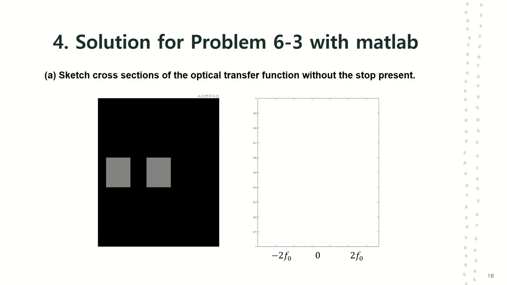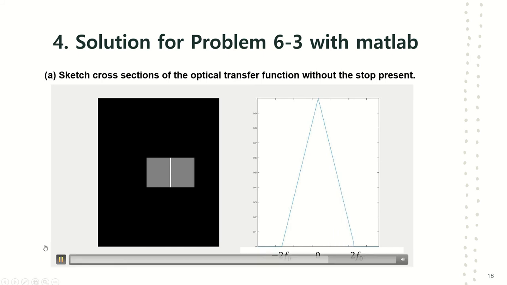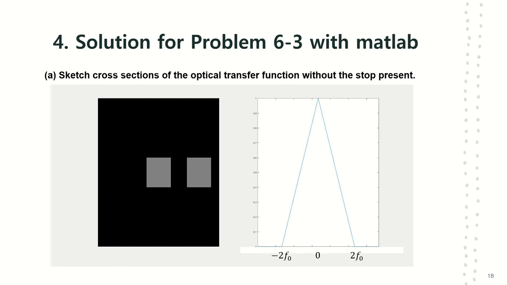This is the cross-section of the optical transfer function without the star present. The OTF cannot exceed 1 because the OTF is the ratio of overlap area and the initial pupil area. And the cutoff frequency is 2f0 in incoherent cases.